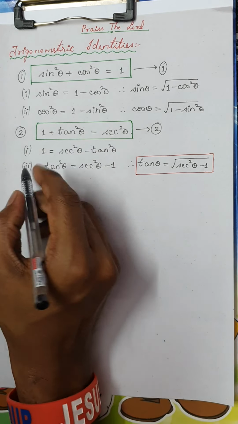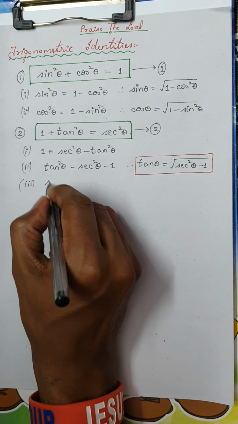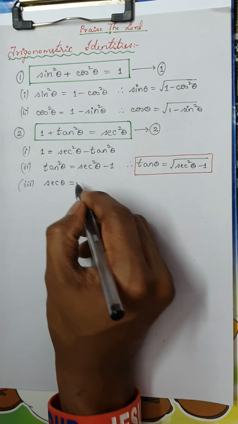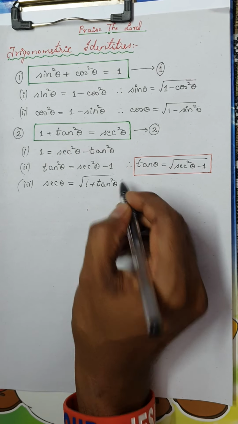In the same way, even here, I have 1 plus tan square theta is secant square theta. So secant theta can be written as root of 1 plus tan square theta.